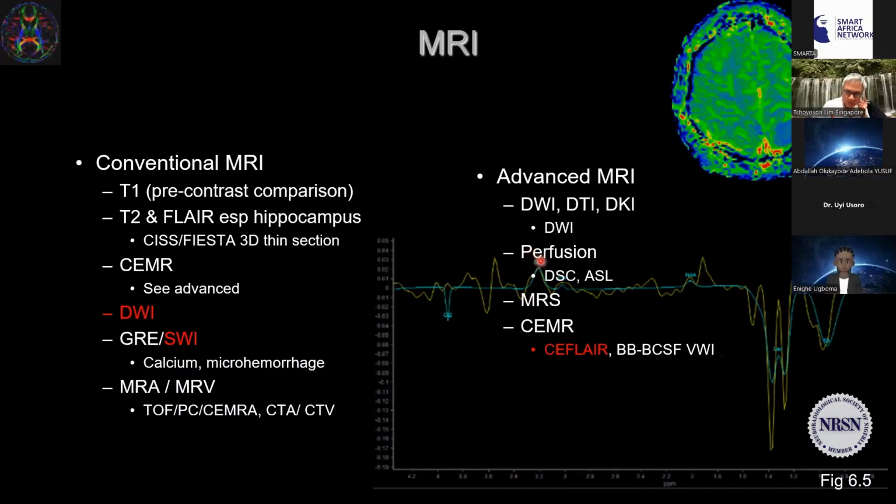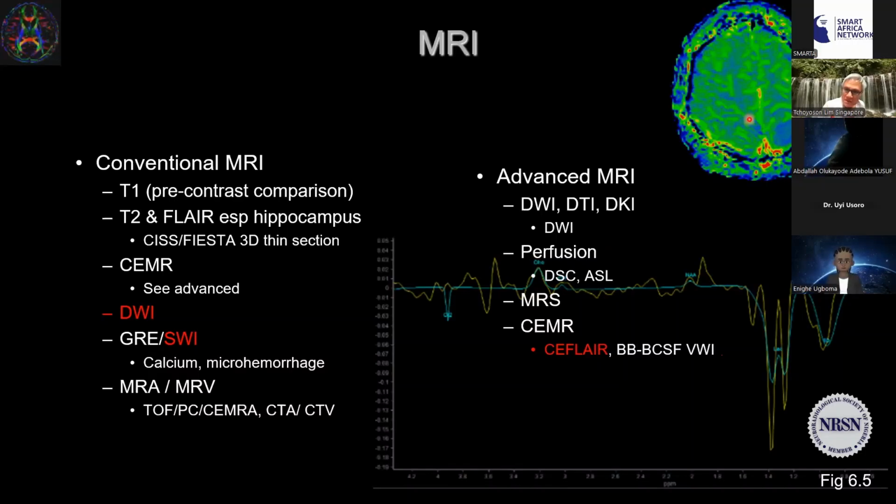Perfusion imaging, either using dynamic susceptibility contrast enhanced perfusion or arterial spin labeling, ASL, can be helpful in distinguishing a ring-enhancing lesion caused by an abscess from a ring-enhancing lesion caused by a necrotic tumor. So perfusion imaging studies the relative cerebral blood volume and blood flow of the lesion.